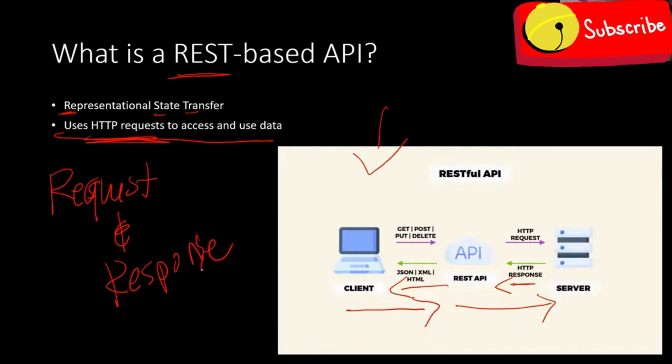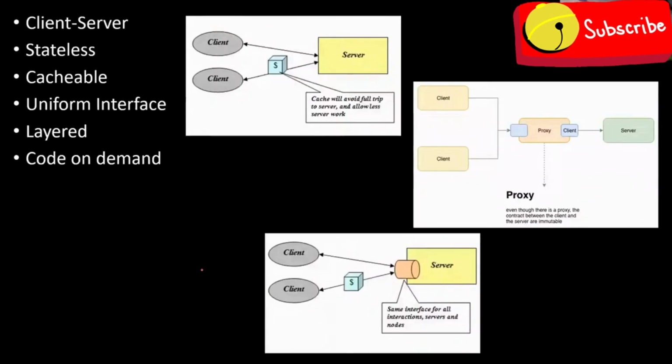Now, in order for an API to actually be considered a REST-based API, it has to follow these 6 rules. Okay, let's go through them.